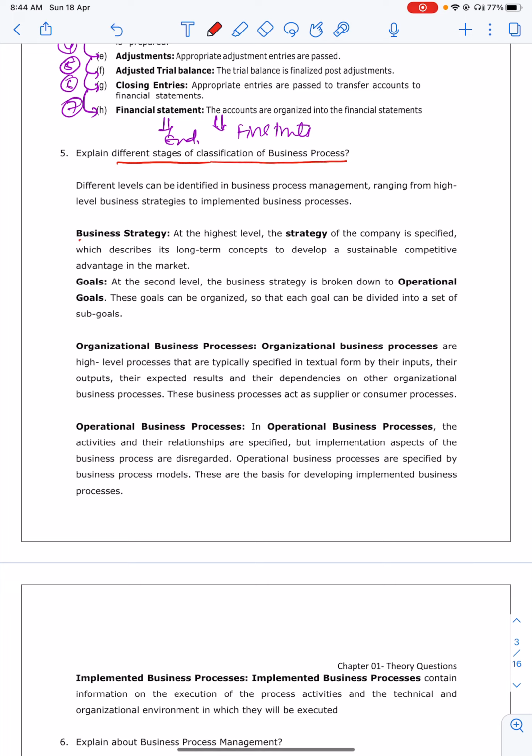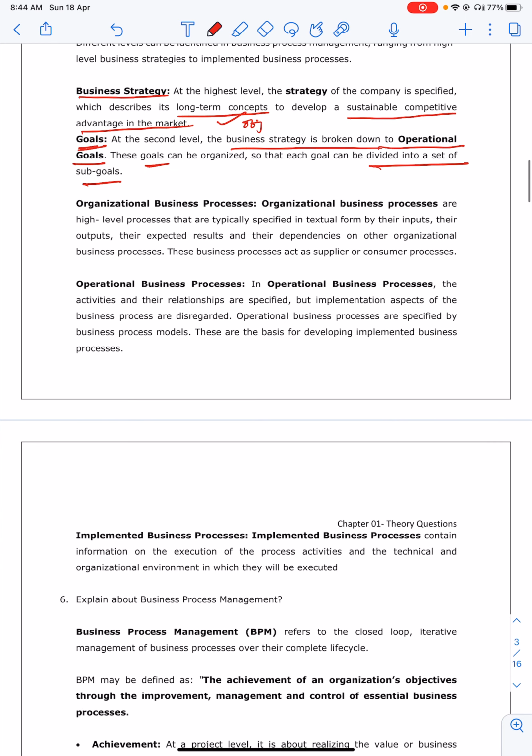So what is the first stage? Business strategy. The strategy of the company is specified, which describes long-term concepts or long-term objectives to develop a sustainable competitive advantage in the market. This is the first stage. What is the second stage? Business strategy is broken down into operational goals. These goals can be divided into certain sub goals as well.